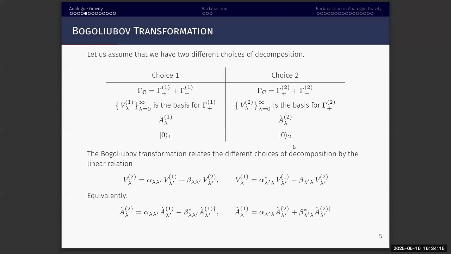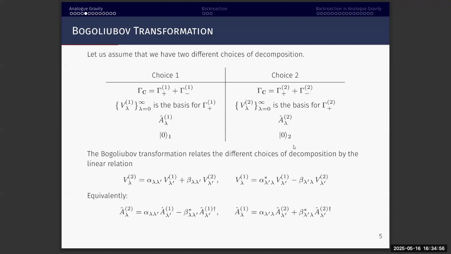So there are two different vacua. For example, if we choose two different decompositions of positive and negative norm modes, here we have the same solution space, same phase space, but they have different positive and negative norm mode expansions. Then, of course, the basis vectors should be different for each positive norm mode, and they define different annihilation operators and also different vacua. And these different vacua are related by the Bogoliubov transformation.